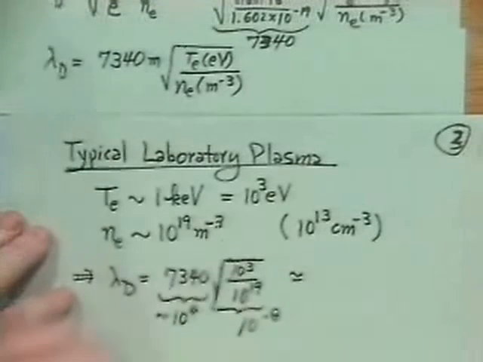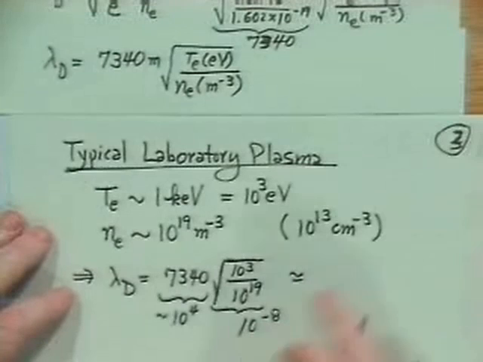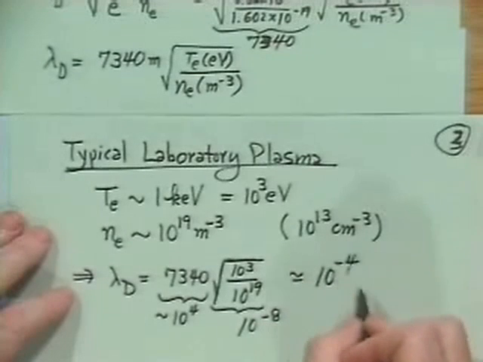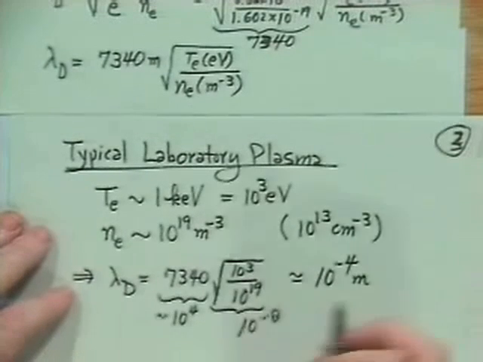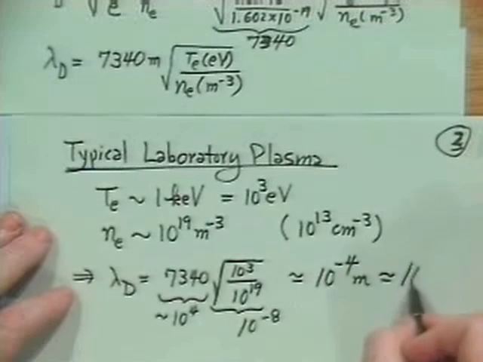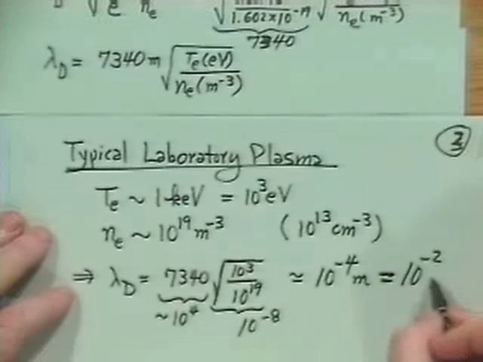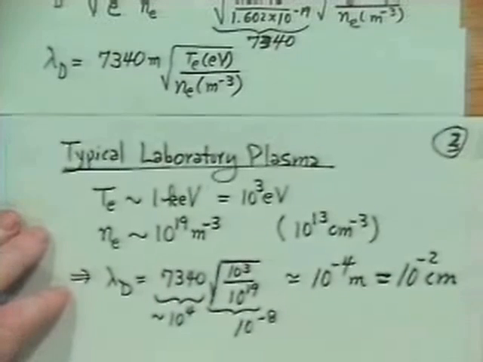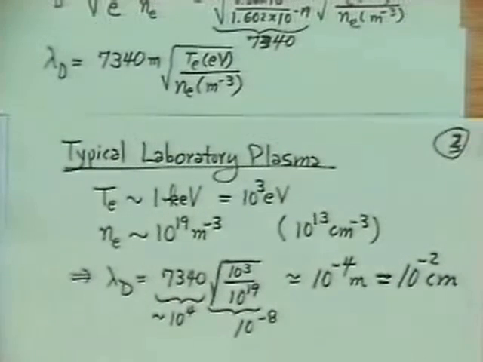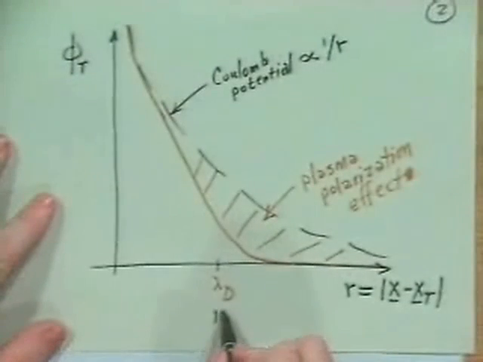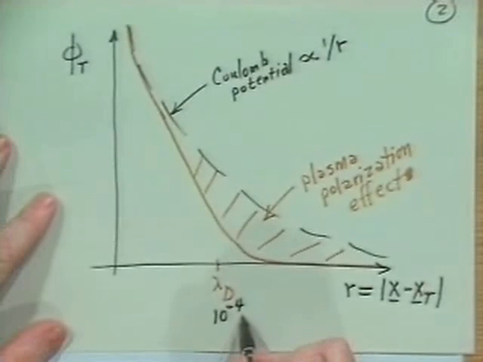We're interested in scale lengths, kind of what order of magnitude are we here. So this is about 10 to the minus 4th meters, or on the order of 10 to the minus 2 centimeters, okay? So that tells us that in terms of our rather typical diagram here, this particular length, our Debye length, is about 10 to the minus 4th meters, okay?